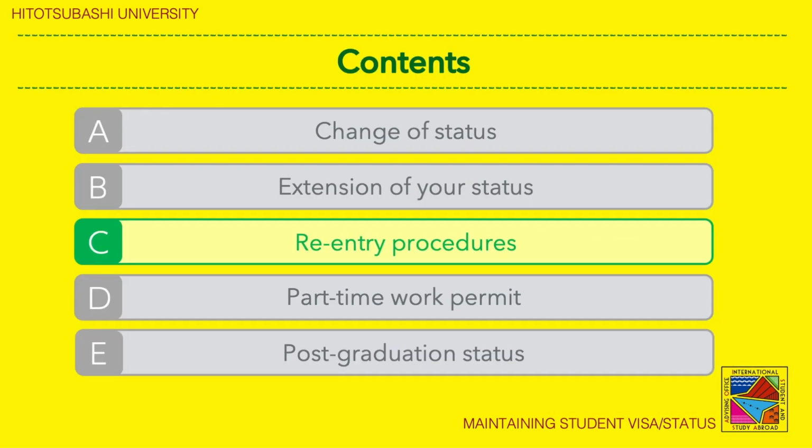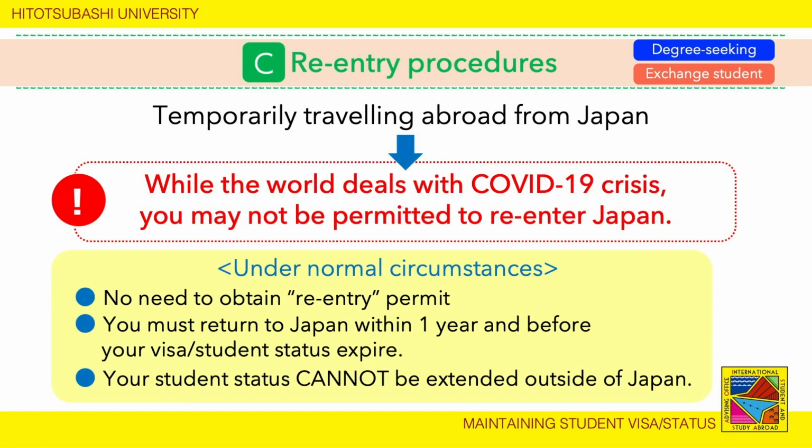The next section talks about re-entry procedure, and we just talk about the re-entry of one type. What we're going to be talking about here is a re-entry after a short departure from Japan, like summer break or winter break, and you're coming back to Japan. Now again, we're talking about you leaving Japan temporarily for summer break or winter break.